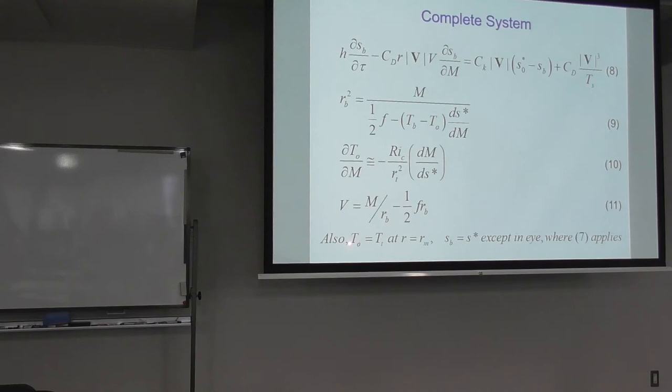We're going to assume that the boundary layer entropy is equal to the saturation entropy above the boundary layer. That's convective neutrality, except in the eye. So in the eye, there's one other equation besides the ones in this list. In the eye, we're going to use this.